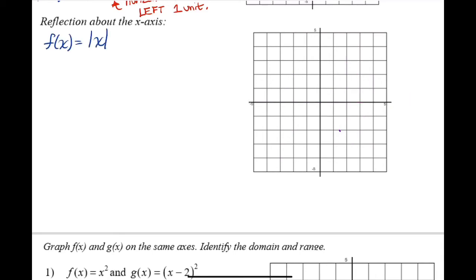Okay, now as usual, let's start with the parent function of an absolute value graph. An absolute value, if you haven't figured it out already, is a V.